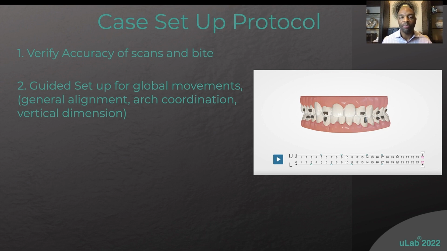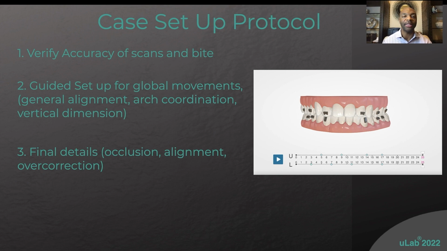I'm mainly focusing on where I want to put the teeth, because before I start moving any teeth, I sit down and figure out where I want the teeth to be. If I want to intrude the anterior teeth, extrude the posterior teeth, or vice versa, or expand versus constrict, whatever it is, I have that mapped out already, and then I use guided setup to do some of those big movements. After I've used guided setup for the majority of the work, I'll go back in and individually do the final tweaking, the final details, and any overcorrection that I may want to do as well.